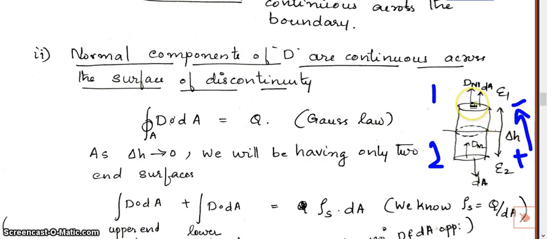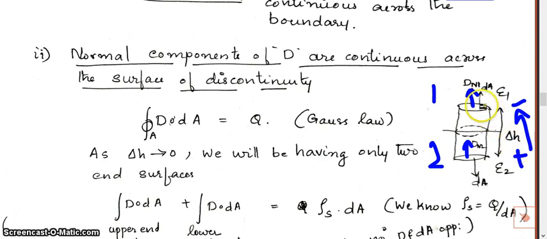So along the upper end surface of the cylinder, DN1 will be like this, and this is the lower end surface of the cylinder, and here also DN2 will be in this direction. The point to be noted is that the electric flux density will be in the direction of the electric field.